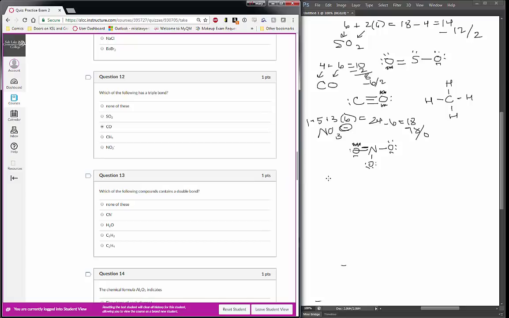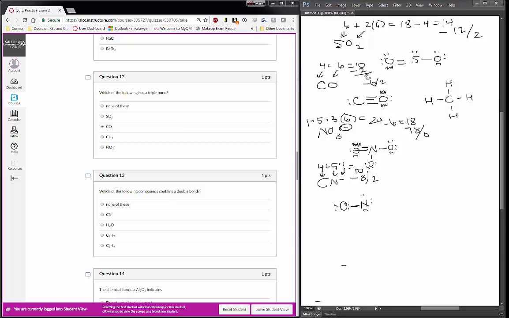For question 13, which of the following contains a double bond? We look at CN minus. Carbon has 4 electrons, nitrogen has 5, and we have an extra electron because of the negative charge. Add that up to 10 electrons. Carbon is central. 2 electrons to bond that to the nitrogen, and then an additional 2, 4, 6 to fill in that nitrogen. So I've used up 8 of my 10.